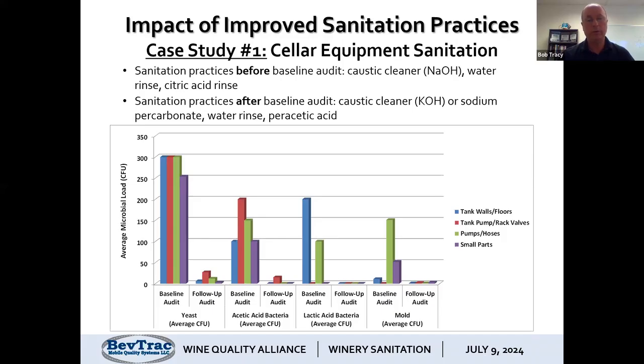And this is true for the acetic acid bacteria, the lactic acid bacteria, and even for mold on some pieces of equipment. So it's all about, if they implement a good cleaning and sanitizing regime, you really can reduce the microbial loads on the equipment.